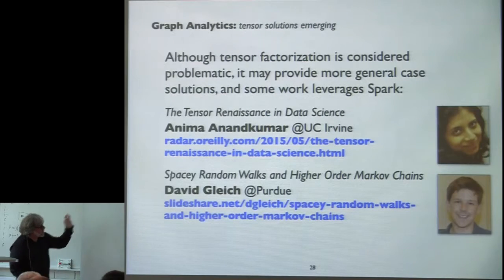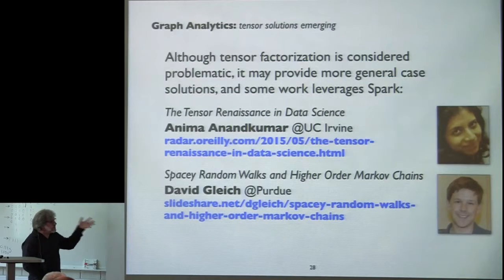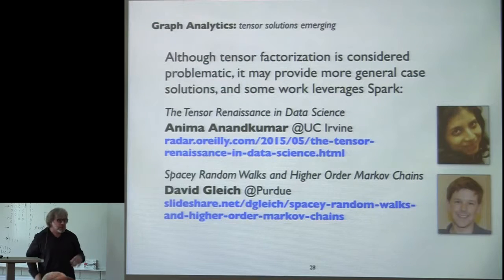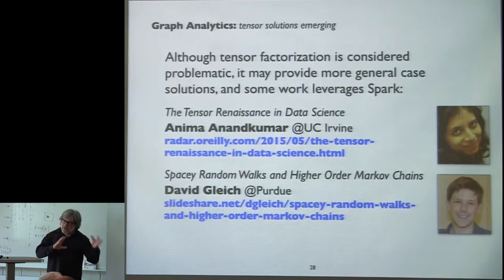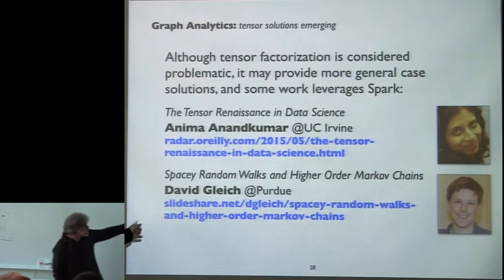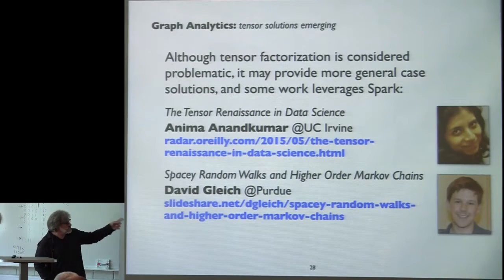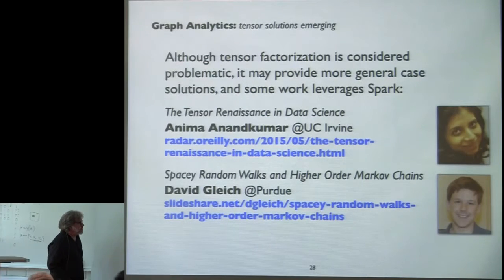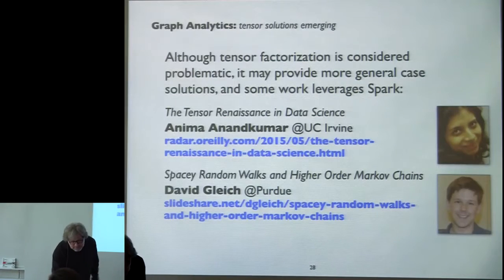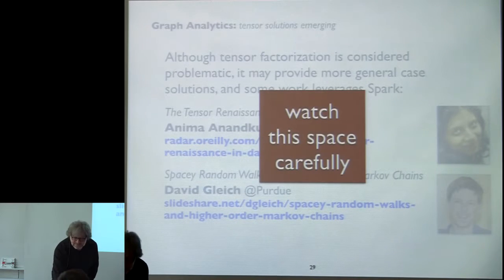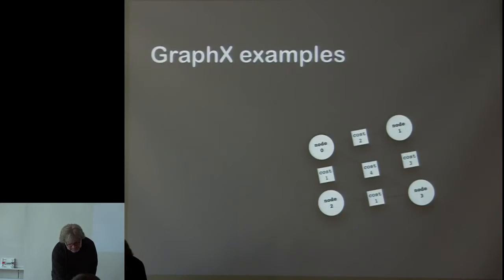Anima Anandkumar at UC Irvine, her team is actually building this on top of Spark, and they do a probabilistic approximation of a graph to fit a known tensor solution, and then do the factorization. David Gleich is at Purdue. He was previously at Stanford, and he's working with a team at Stanford and UChicago on similar things, using random walks to be able to do tensor factorization. I highly recommend watching that space. I think that's some of the most interesting parts of big data currently for research.